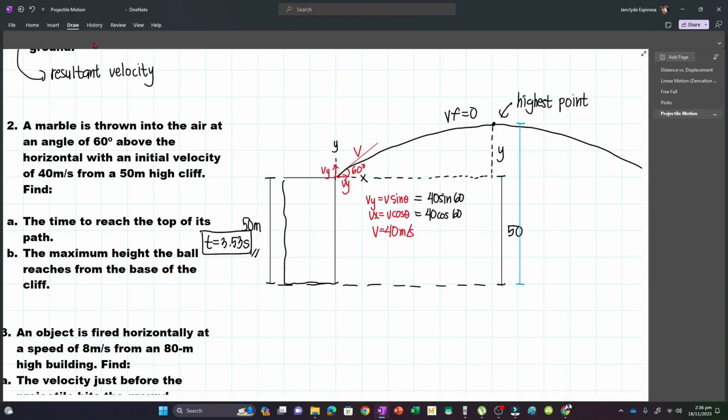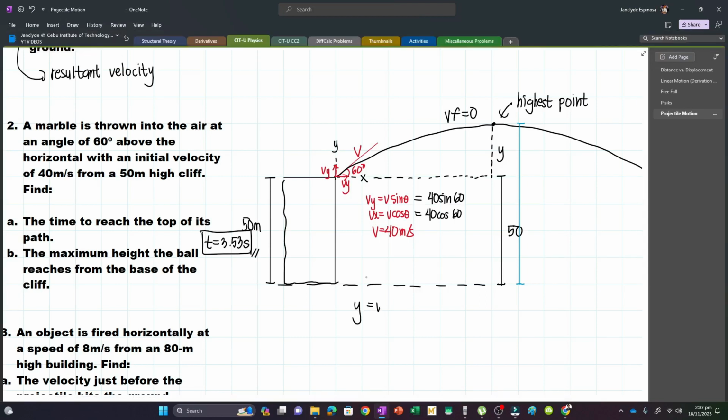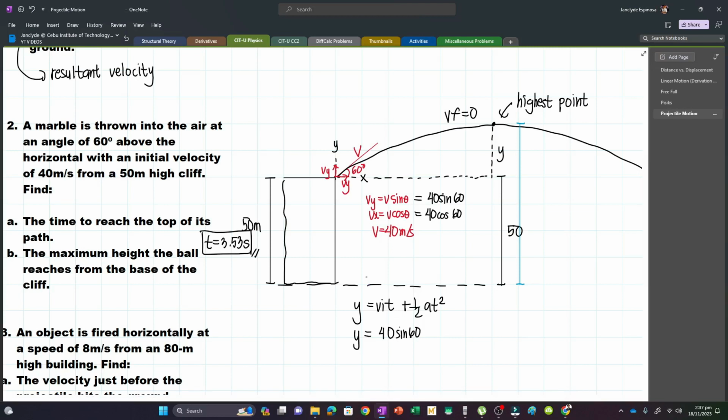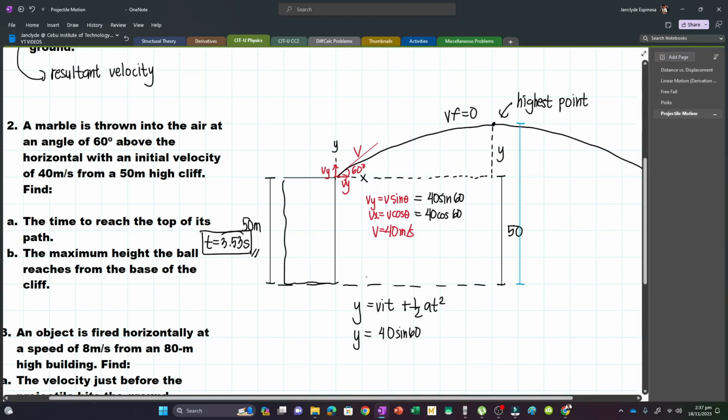Now to compute for y, we will use Vi t plus 1/2 a t squared. The y will be equal to Vi, and we use the one along y, which is Vy, 40 sin 60. Now sir, what time do we use? We use the time required for your body to reach the highest point. Now that is 3.53 seconds.